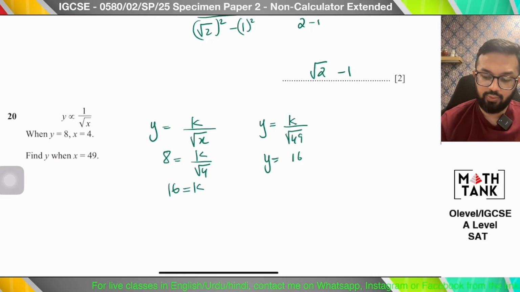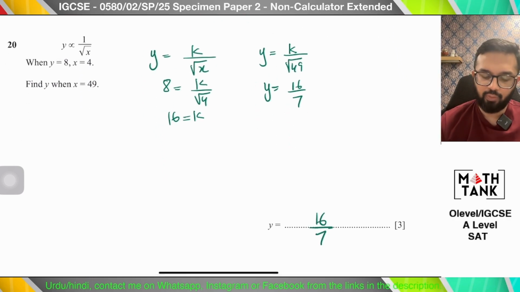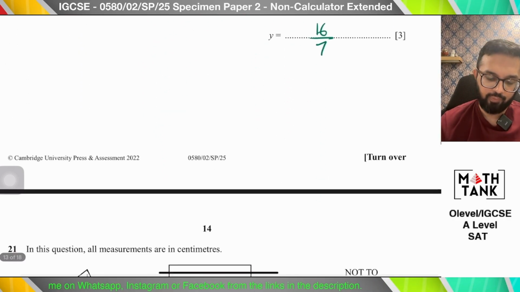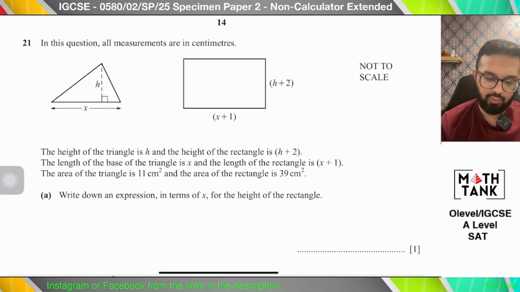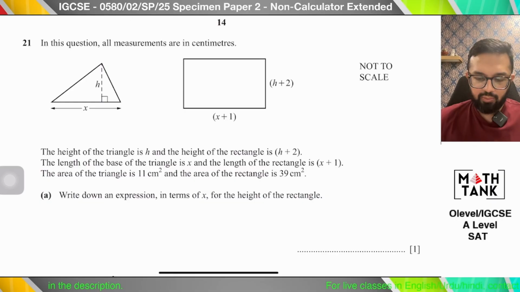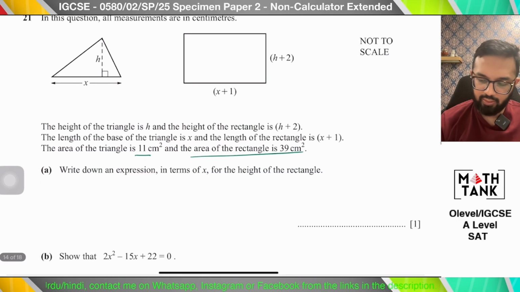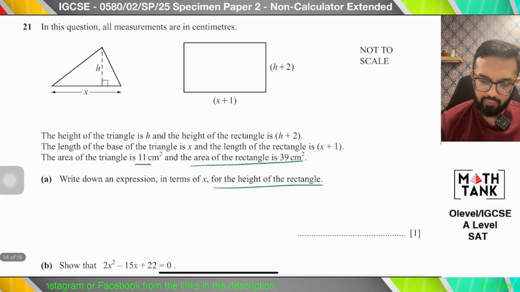A very weird answer, but I think that's the correct answer. Okay, then it says in this question, all measurements are in centimeters. The area of the rectangle is 39. I'm to find an expression in terms of x for the height of the rectangle.